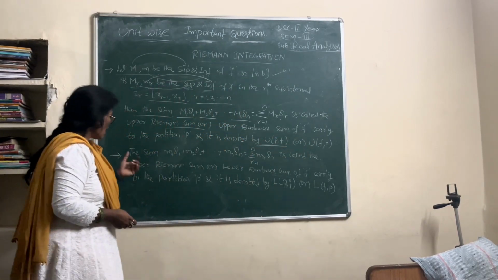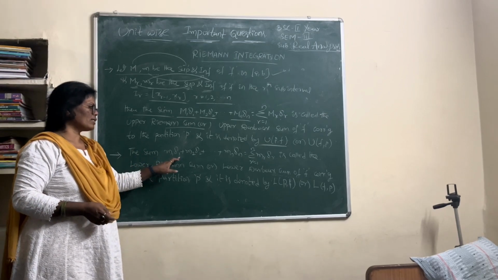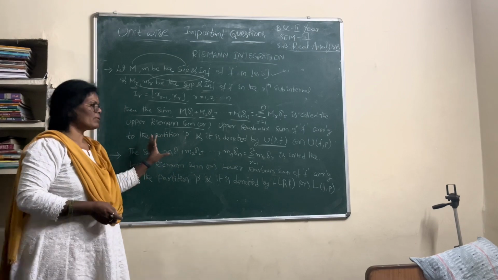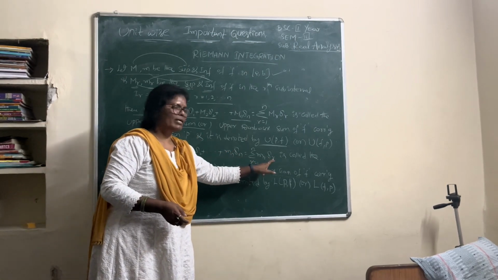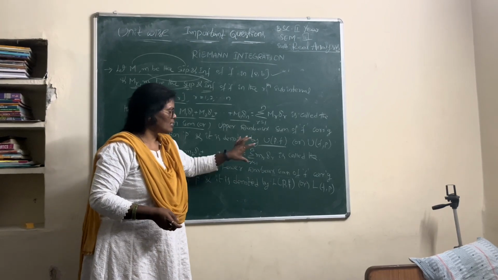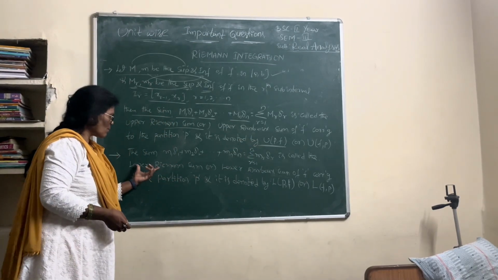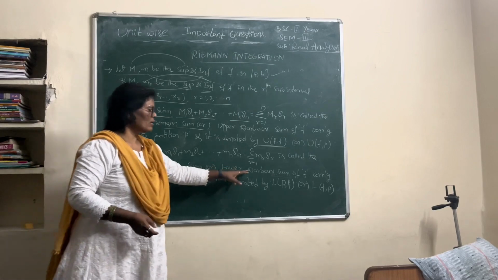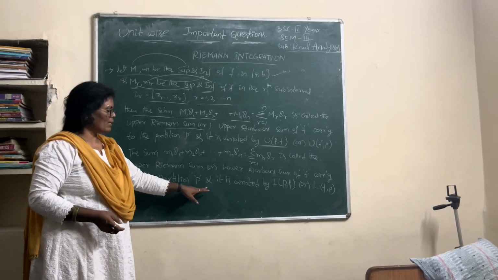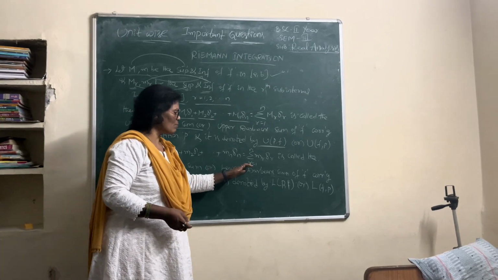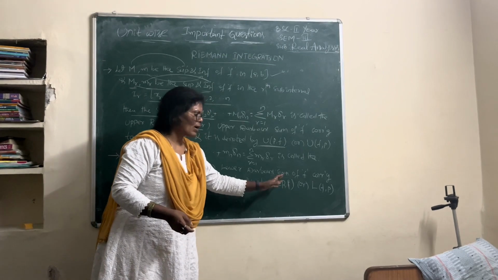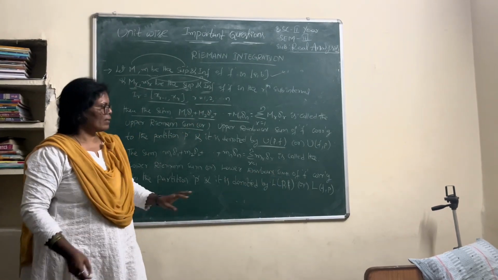And the sum small m1 delta 1 plus small m2 delta 2 and so on up to small mn delta n, we can simply write as summation of small mr delta r. Here also r values go from 1 to n. This is called the lower Riemann sum or lower Darboux sum of the function f corresponding to the partition P, denoted as L(P, f) or L(f, P) also. Okay?